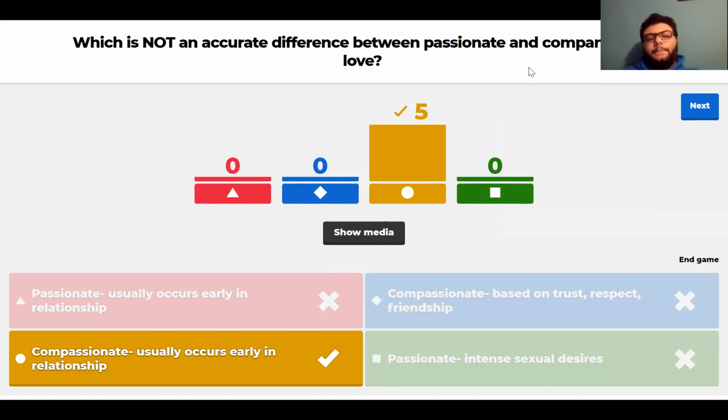Awesome. So passionate usually comes first, and it's more sexual, more like in the heat of the moment. Compassionate is more based on trust, respect, empathy, so on. And it comes later on in the relationship.